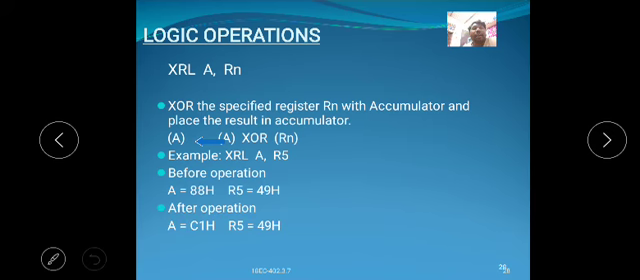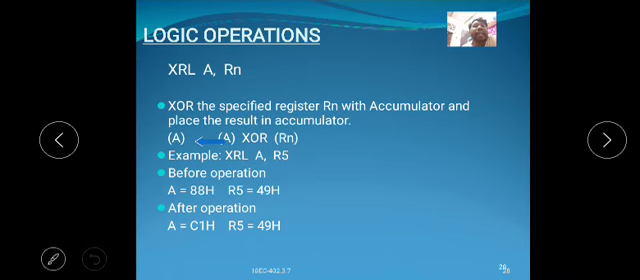XRL A comma Rn. XOR the specified register Rn with the accumulator and place the result in the accumulator. A tends to A XOR Rn. Example: XRL A comma R5. Before operation A is equal to 88H, R5 is equal to 49H.